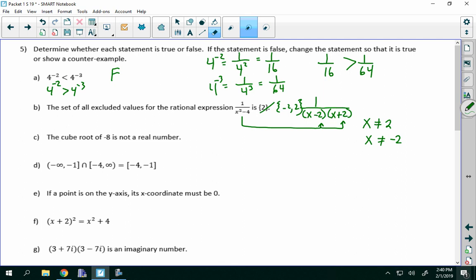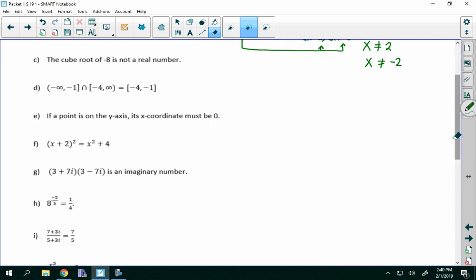You could say is not the solution set 2. You could just throw a little word not in there. That's another way to do it. Okay, so I'm just giving you some ideas as to how you can change these sentences.